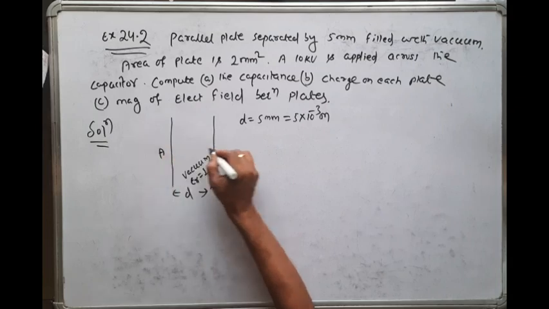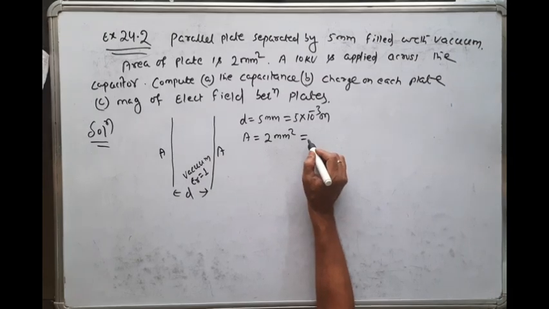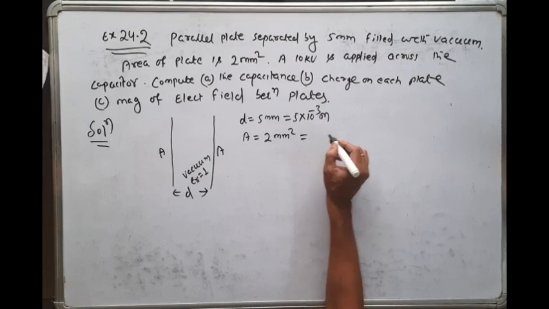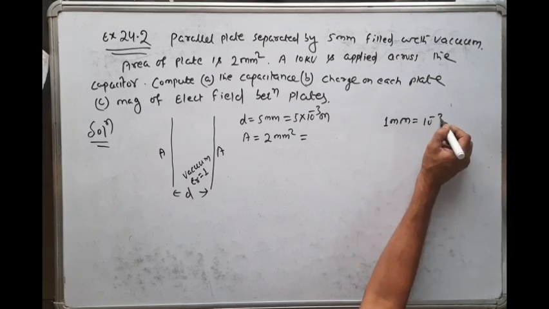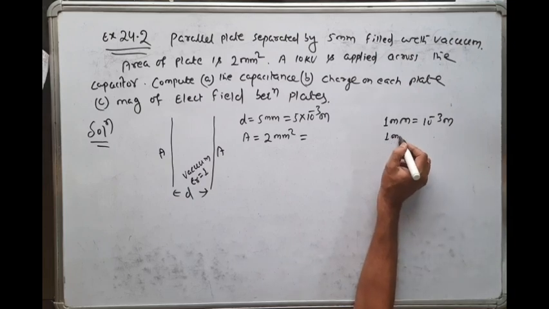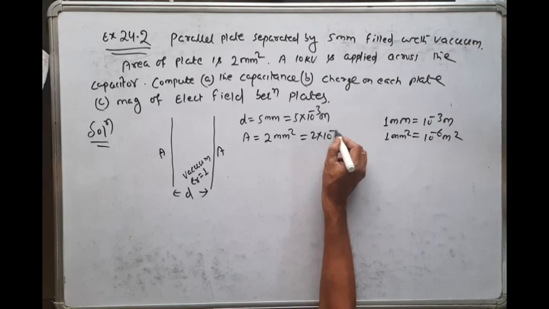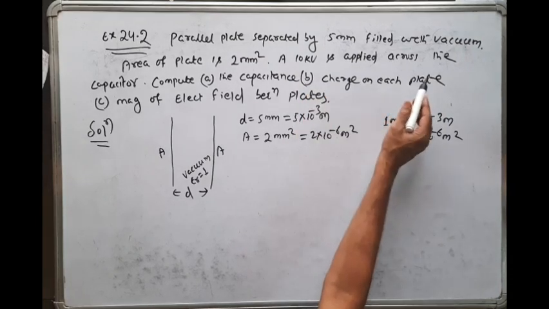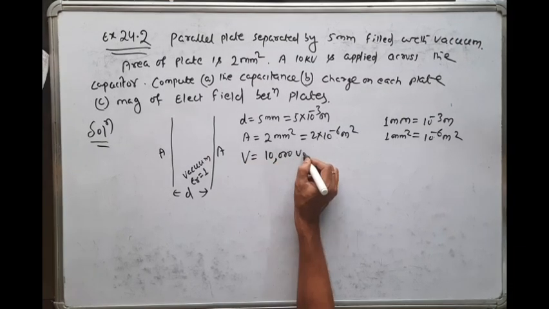The area of the plate is given as 2 millimeter square. So what is the area? 1 millimeter is equal to what? 10 to the power minus 3 meter. So 1 millimeter square is equal to 10 to the power minus 6 meter square. So 2 into 10 to the power minus 6 meter square. And a 10 kV is applied across the capacitor. So what is the potential difference? 10 kV. kV means 10,000 volt.